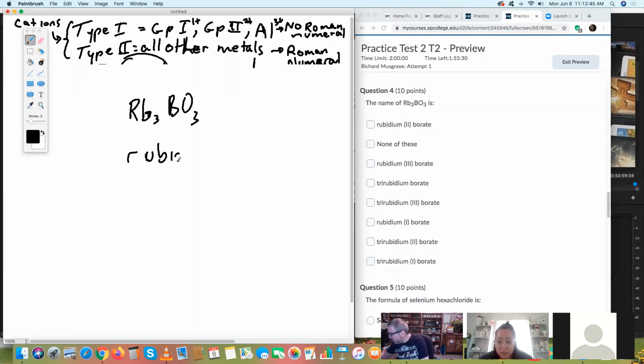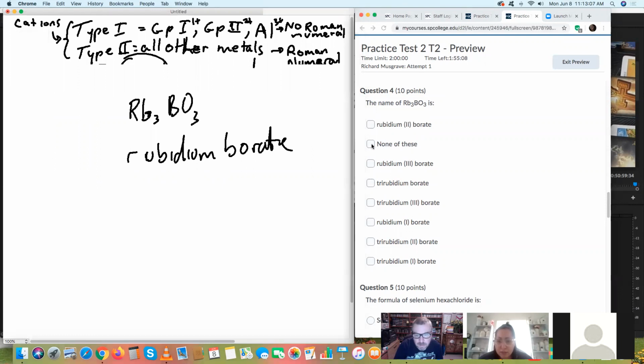Just the process of elimination cancels out every answer except the fourth one. But that's not right because it's got a metal in it, so you can't use the prefixes, which is the tri. So then it's none of these.